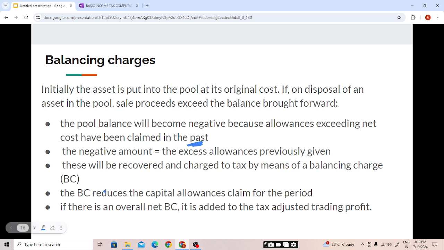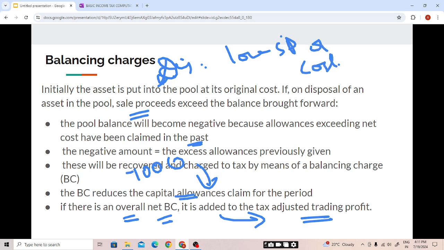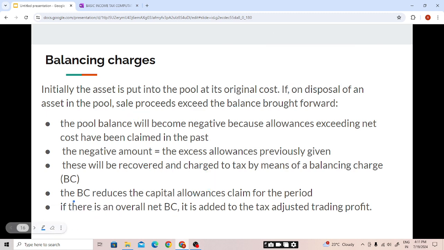If the balancing allowance we are getting, it will be a negative figure. It will reduce the capital allowance. If we have an overall net balancing charge, it will be added to the tax adjusted trading profit. I hope this is clear, students. As we have seen, the disposal will always be at the lower of sale proceeds or cost. If this disposal value is more than the balance in the pool, then a balancing charge will occur.